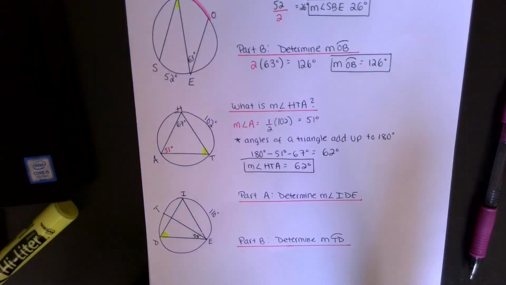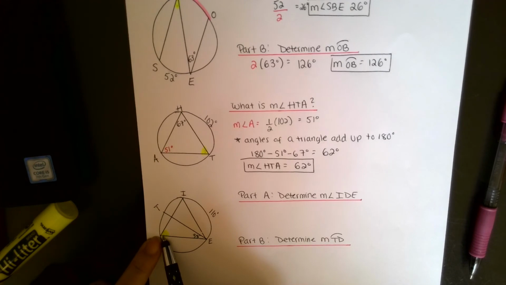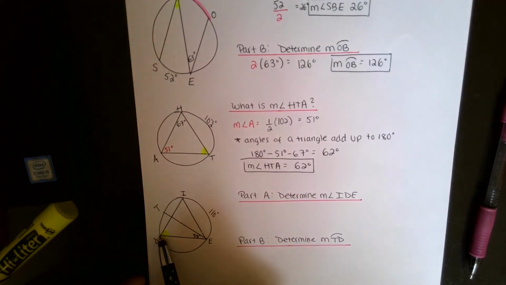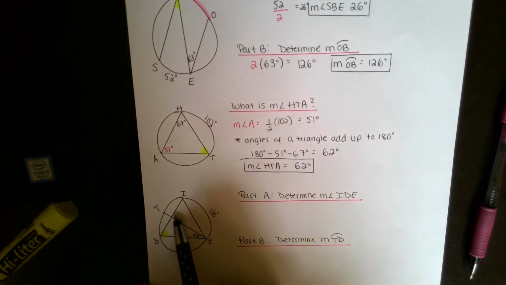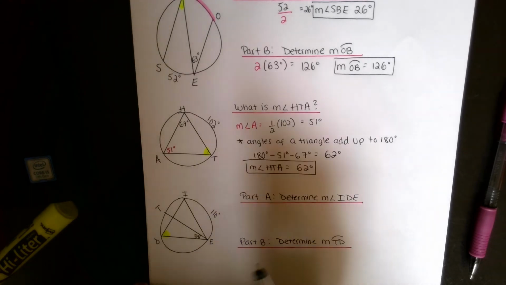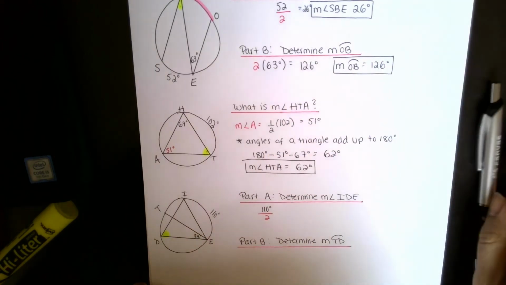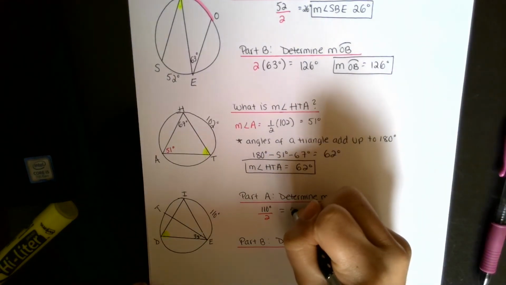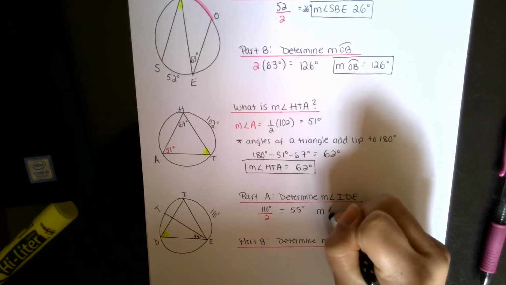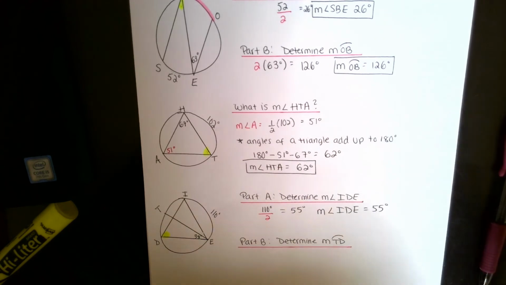So let's identify. The vertex is on the circumference of a circle, so that's an inscribed angle. Meaning whatever the intercepted arc of this angle is, we'll take half of it. So let's look across. This is my angle. Right across is this arc, 110 degrees. So I'm going to take half of 110, and that gives me 55 degrees. So the measure of angle IDE equals 55 degrees.